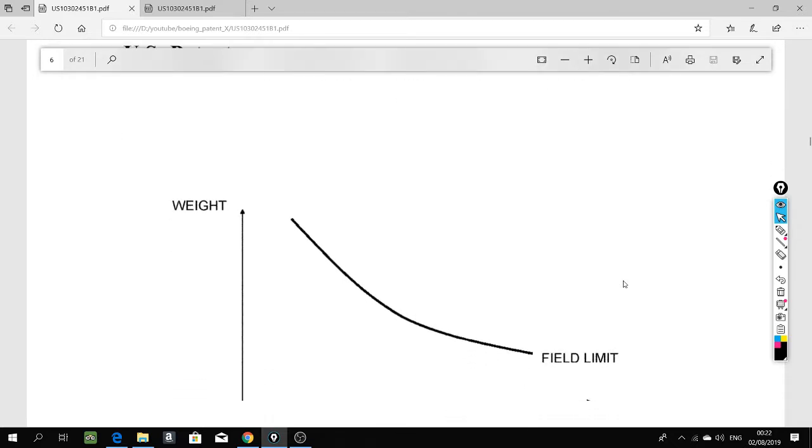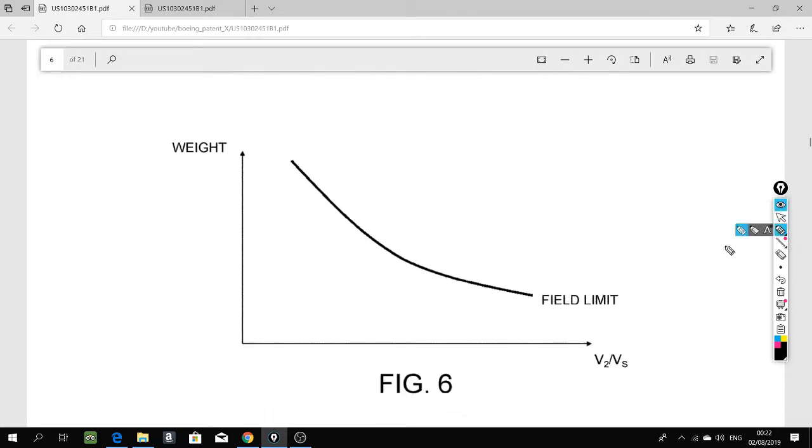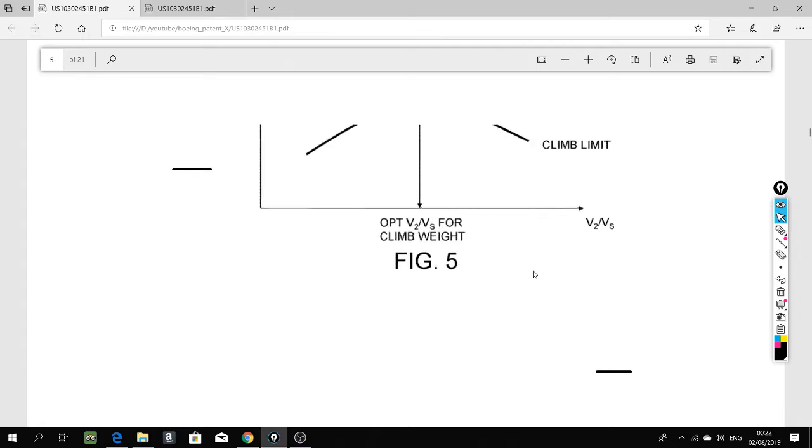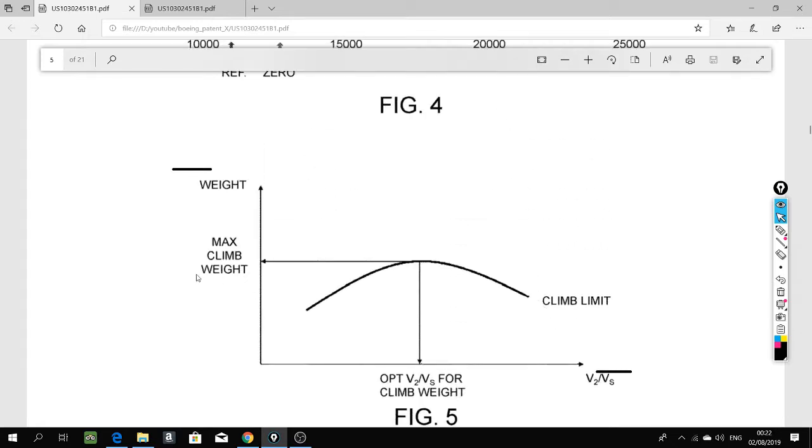So we talked about limitation due to climb limit. This is a very similar graph, but here the limitation is due to field limit, right? Here you can think of it this way: if the aircraft wants to have a very high takeoff speed, again it won't be able to take a lot of weight. We saw it in the previous graph, right? We can see very easily that with a very high V2 over Vs speed, it cannot take a lot of weight.